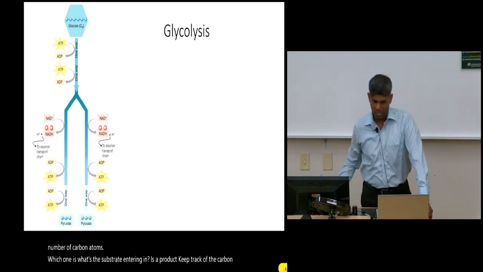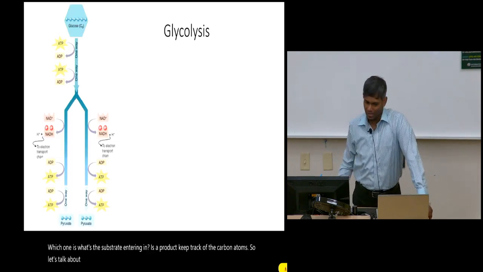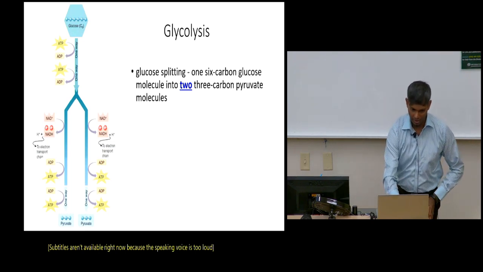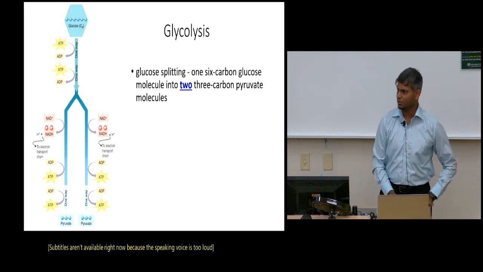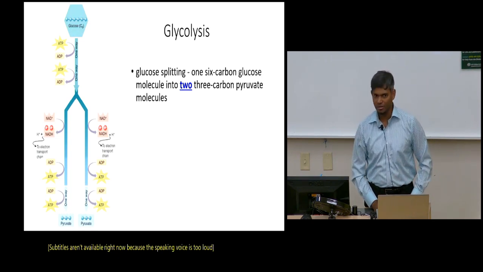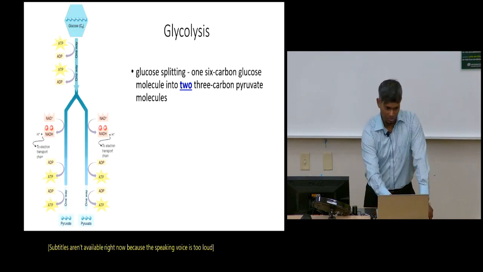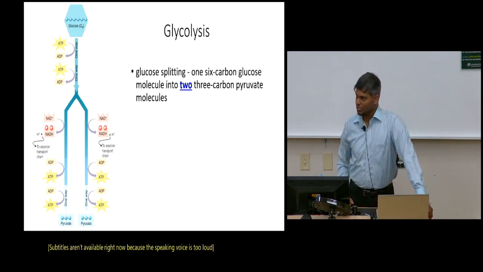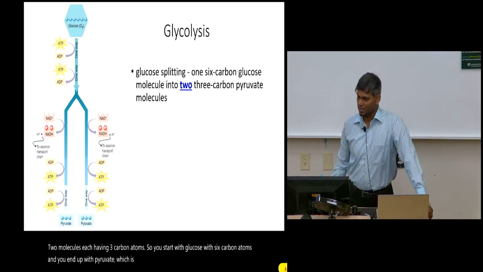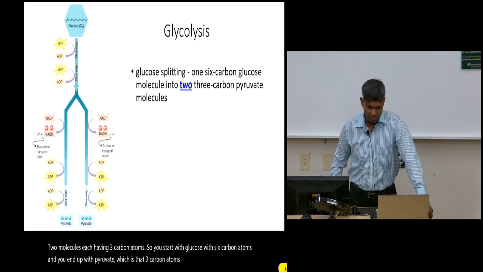So let's talk about glycolysis. The term glycolysis is referring to glucose splitting, because we see here you have 6 carbon atoms in glucose, and if you break this into half, you will have 2 molecules each having 3 carbon atoms. So you start with glucose with 6 carbon atoms, and you end up with pyruvate, which has 3 carbon atoms each, with 2 pyruvate molecules.